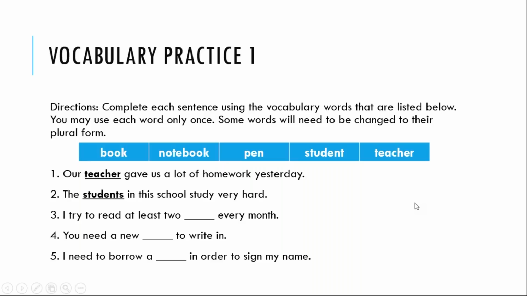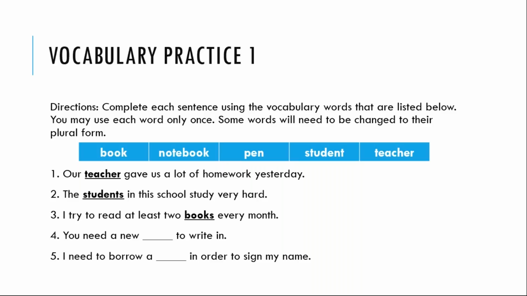Okay, no answers. I'm going to read first. Number three. I try to read at least 2 blank every month. What's the answer? I try to read at least 2. Very good. I try to read at least 2 books every month. So good. So if you see, guys, what we're doing is we're practicing comprehension. Do we understand the sentence? If you don't understand something, ask me. And we're also practicing singular and plural, knowing when to change the word to plural.